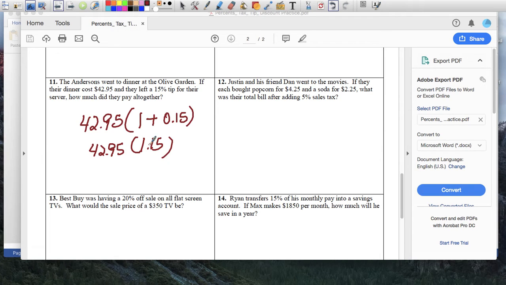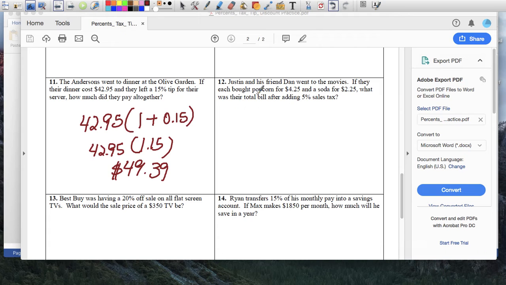investment calculator. Come on, 42.95 times 1.15. In a normal calculator, I would have had the answer 3 minutes ago. 42.95 times 1.15 equals $49.39, rounded, of course, to the nearest hundredth.